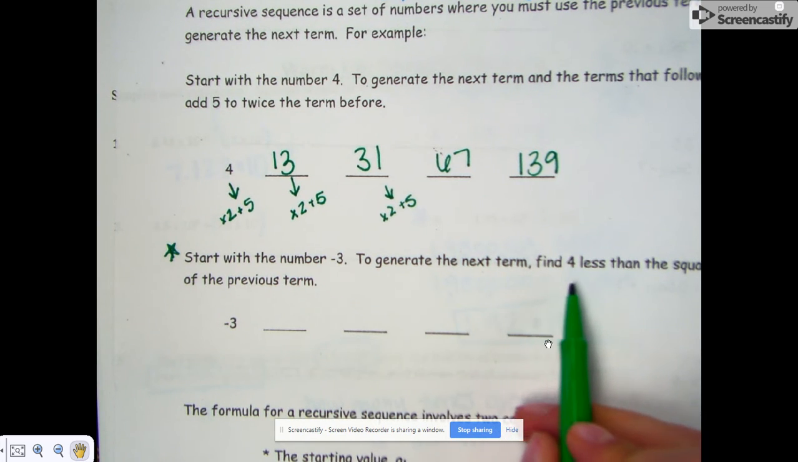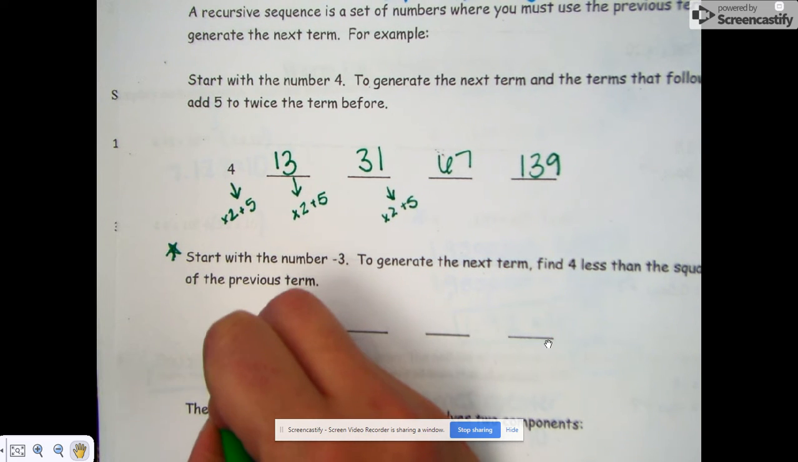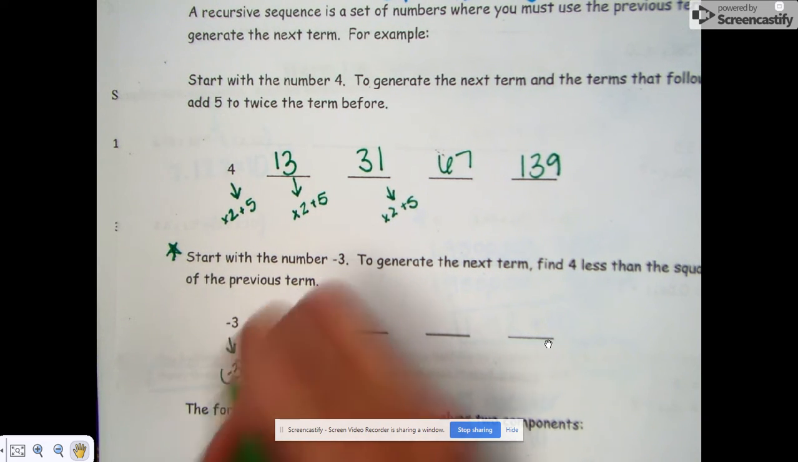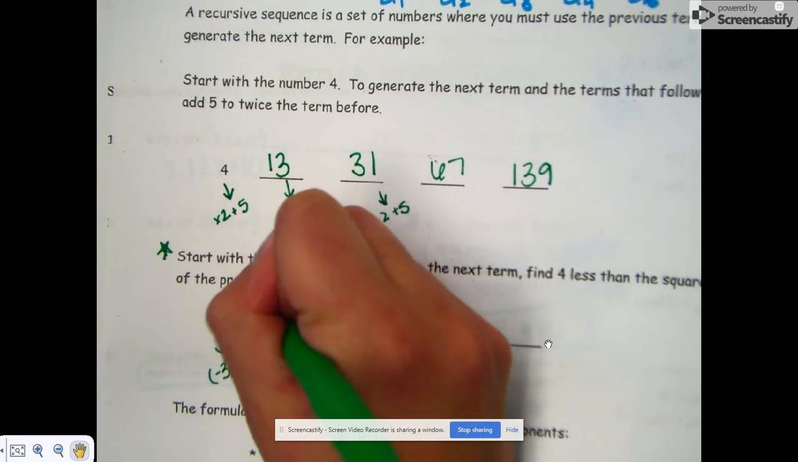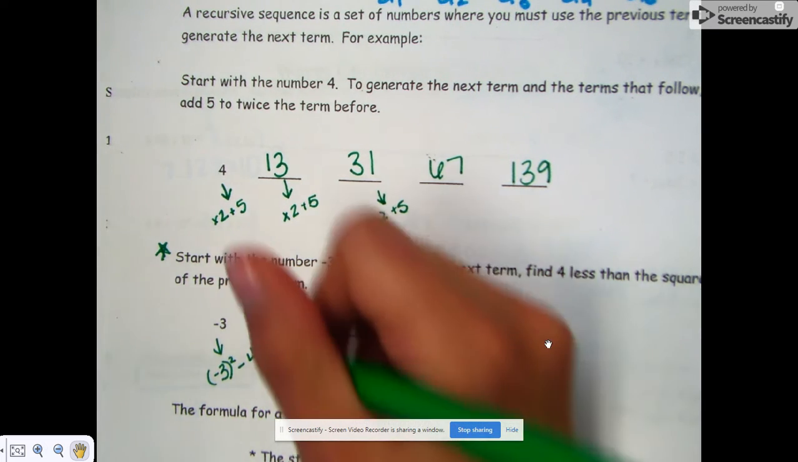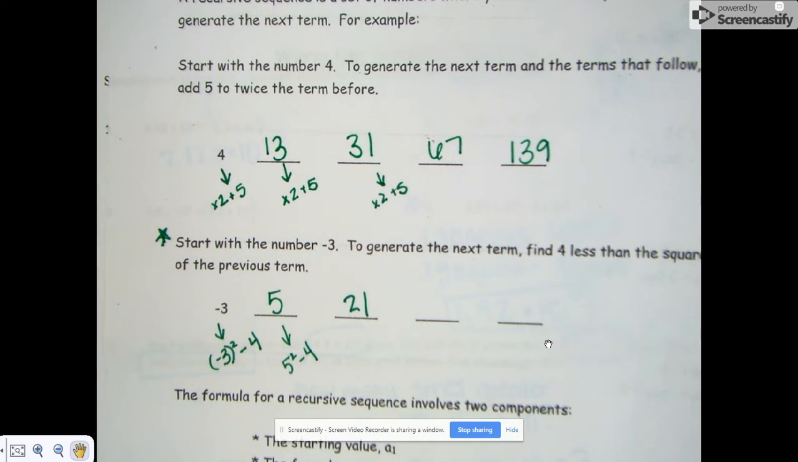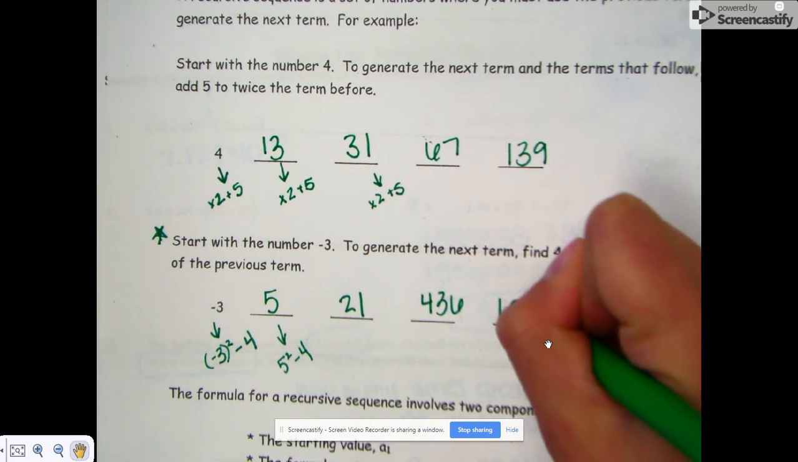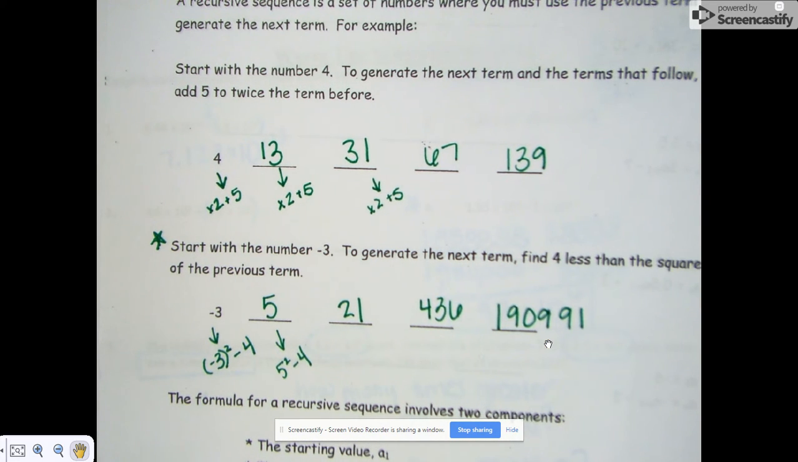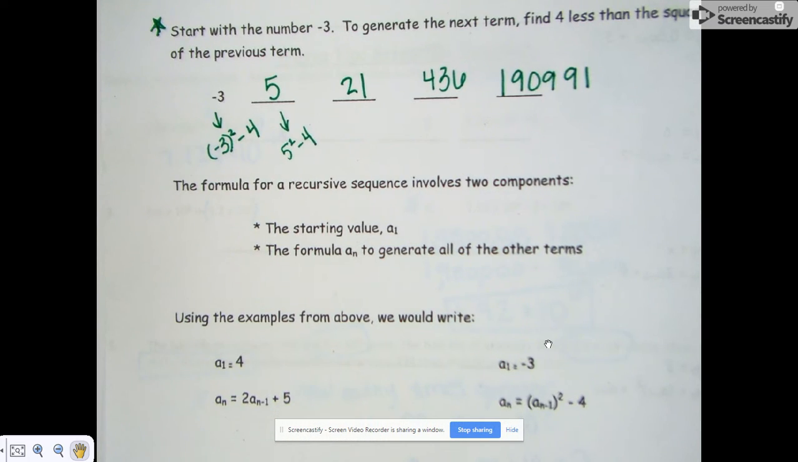Try this one on your own. It says to generate the next term, find 4 less than the square of the previous term. So I'm going to take the square of the previous term, that means square it, so negative 3 squared. And then 4 less than that, I have to subtract 4. So technically I'm doing 9 minus 4, that's going to give me 5. And then I do the same thing: 5 squared minus 4 gives me 21. Then I got 437, and then I got a big number here. I think this is 191,000-something. Okay.